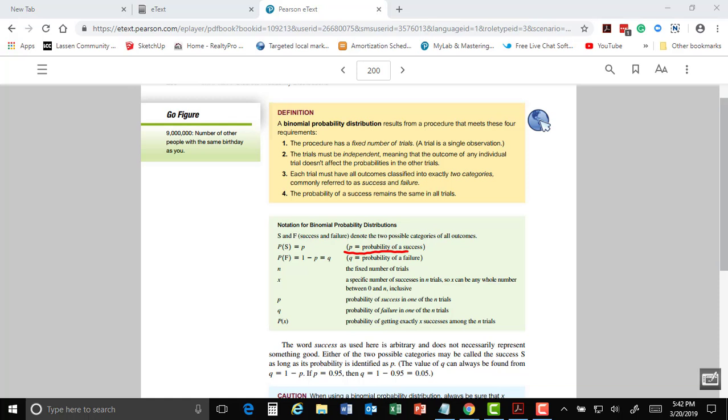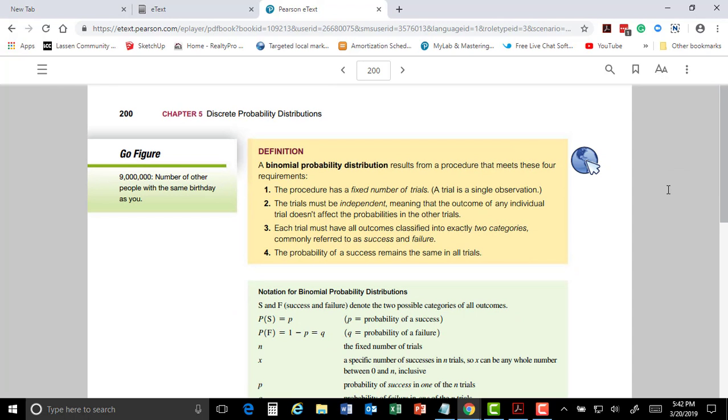I can make this bigger, right? That's some high-tech stuff, huh? Okay. All right. So let's start with this one.